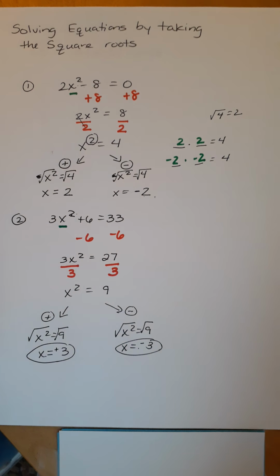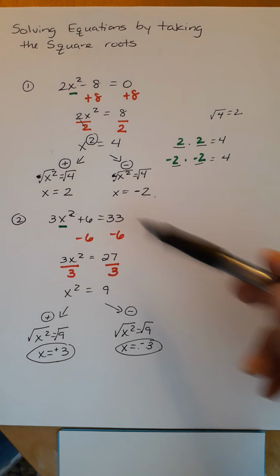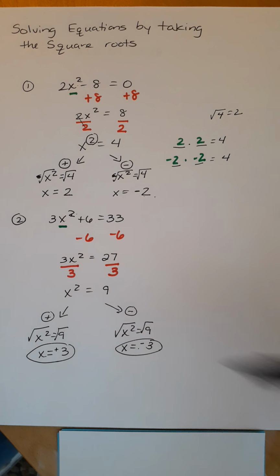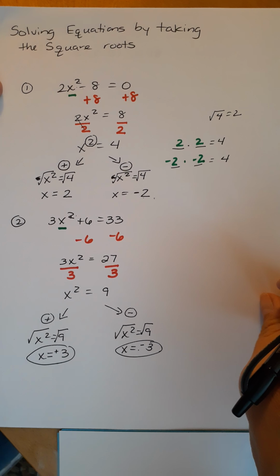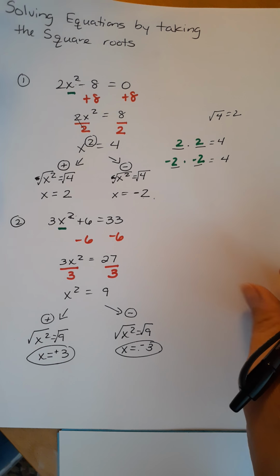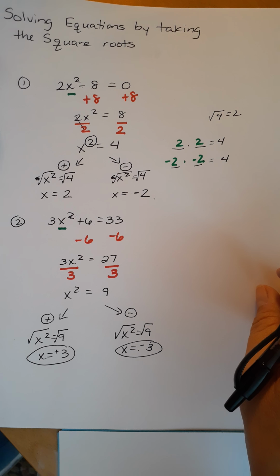Now, when you have a word problem, sometimes because it's a length or width or time, the negative gets canceled out because it doesn't make sense when answering the word problem. But when we're just doing these equations, it could be 2 answers. So that's how we're solving equations, by taking the square roots. Let's do one more here.